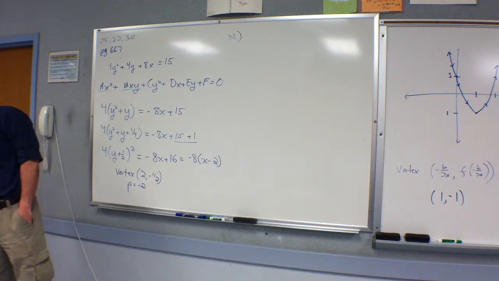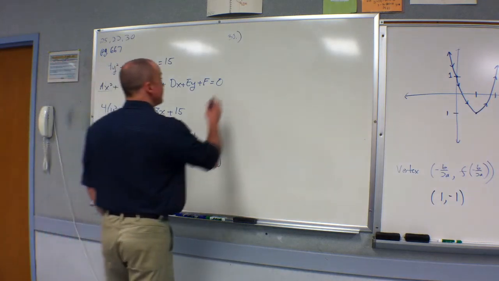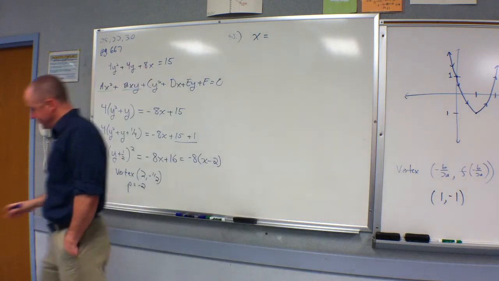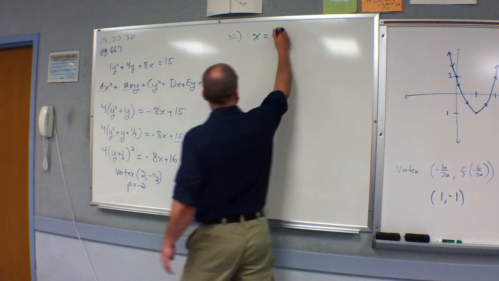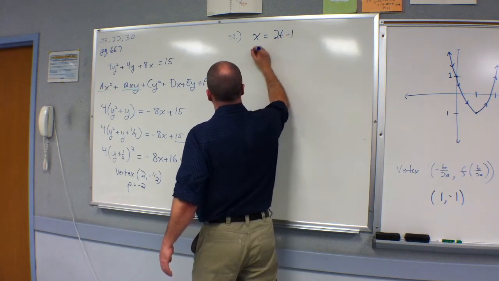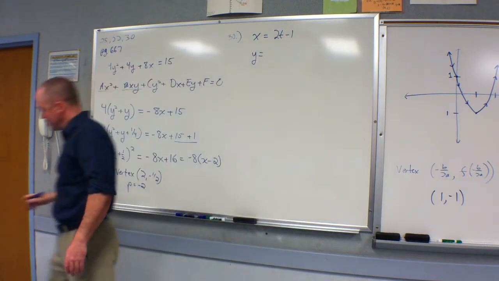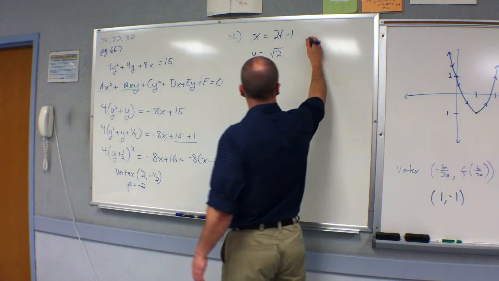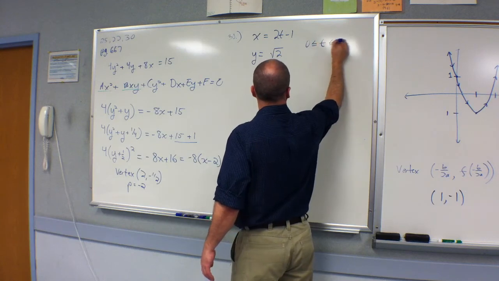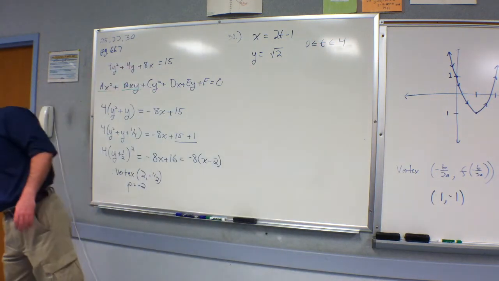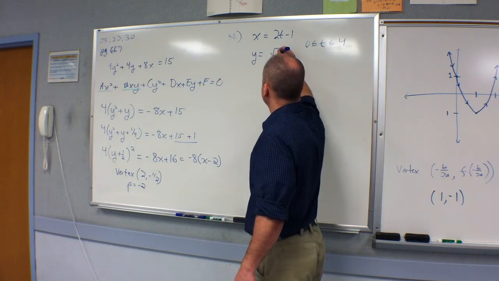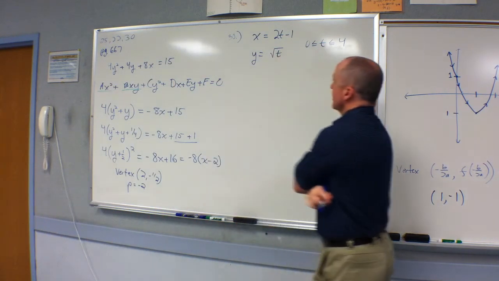30. Find the rectangular equation of the curve whose parametric equations are given. Oh, this one's going to be fun. x equals 2t minus 1, and y equals square root of t, and we only care about t from 0 to 4, including both. That's square root of t, not square root of 2. That's a very different graph.